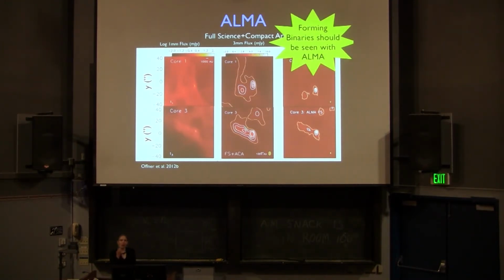So this means that if ALMA goes out and looks at these cores and doesn't see anything, then there's a problem. So this is really good to make predictions like this, because this will really tell us very fundamentally about the process of binary formation. And hopefully, we will resolve this in the next few years.